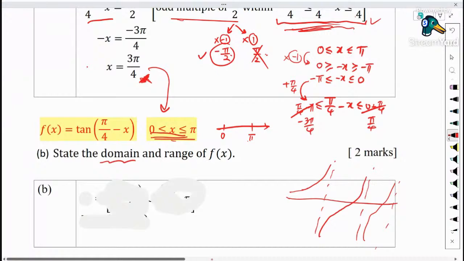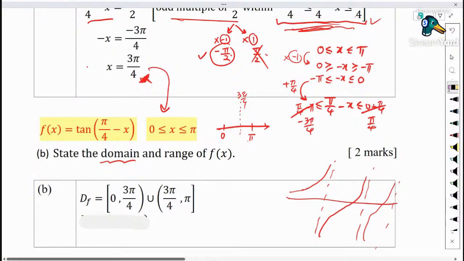By right, I should exclude the asymptote 3 pi over 4. So your answer for the domain is supposed to be 0 to 3 pi over 4, union 3 pi over 4 until pi. Include 0 and pi because the question does include them. Then the range: as you can see from the graph, in general it can go from negative infinity to infinity.